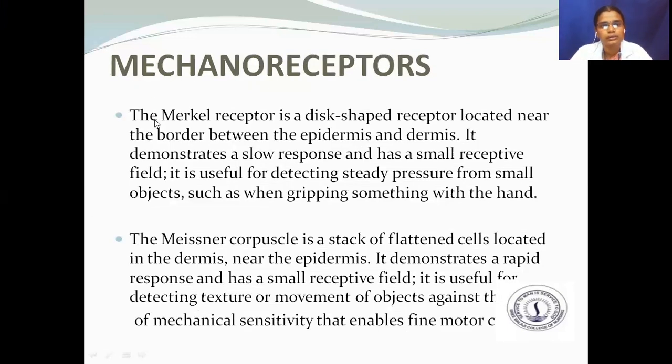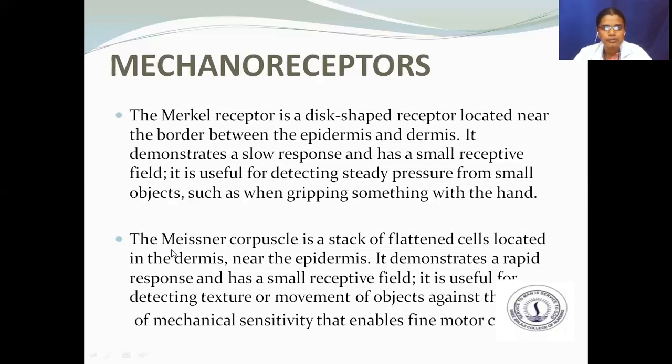The Merkel receptor is a disc-shaped receptor located near the border between the epidermis and dermis. It demonstrates a slow response and has a small receptive field. It is useful for detecting steady pressure from small objects, such as when gripping something with the hand.